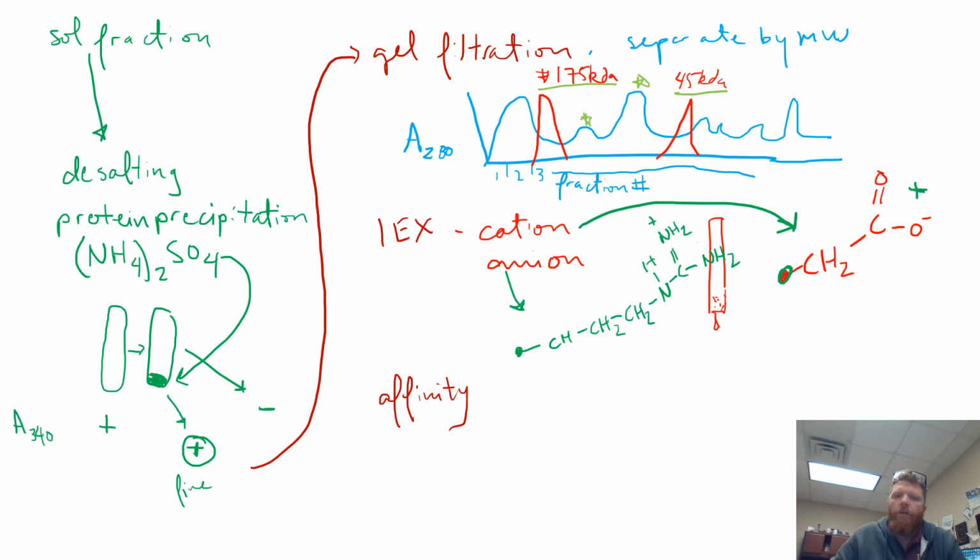Okay, so the names, you have to keep those straight. An anion exchange column will attract negatively charged proteins. A cation exchange column will attract positively charged proteins. What is affixed to those beads? That's going to vary from column to column.